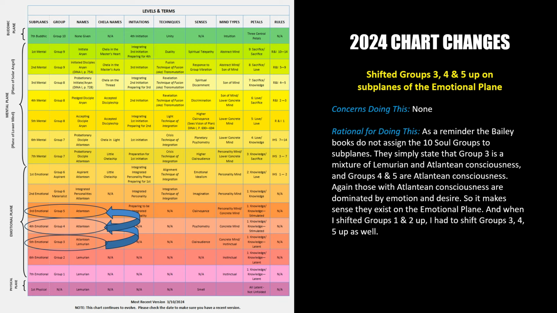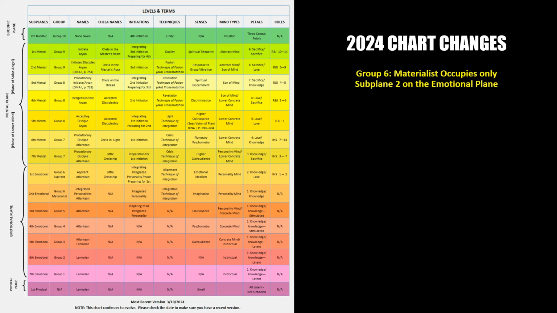Now, part of the advantage of doing that is that Groups 5, 4, and 3, which are the majority of humanity, are more firmly in the middle of the emotional plane. So the Group 6 materialist occupies only subplane 2 on the emotional plane. As a reminder, I had put them on a few planes, but now they're no longer here. They are only here. As a reminder, maybe I could have called it Group 6 integrated personality, and that would have fit better with Bailey's model because she does distinguish an integrated personality from an aspirant. But to me, the word materialist was just shorter, and it just implies more what they're really about. They're heavily materialistic and focused on the outer world and dominating the outer world so they can get all their desires met. And so that is my invention here, just to reaffirm that.